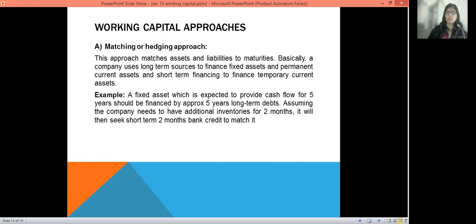For example, a fixed asset which is expected to provide cash flow for 5 years should be financed by 5-year long-term debt. It means there is proper management, because you are investing the money in a fixed asset for 5 years and you are securing the finance with the help of long-term debt. So there is a better option. Assuming the company needs additional inventories for 2 months, that is short term. If you require further inventory, it's better to choose short-term bank credit for financing the inventories.